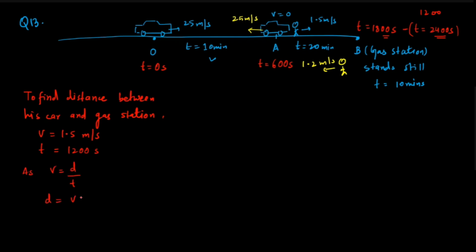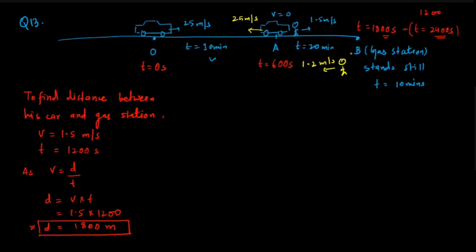So distance is going to be speed into time. Speed is 1.5, time is 1200 seconds. So I can say it is going to be 1800 meters. So the distance between the gas station and the point where his car gets out of gas is 1800 meters apart. Now we understood that the distance between point A and point B is 1800 meters.